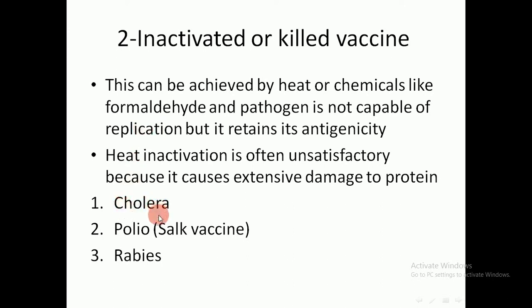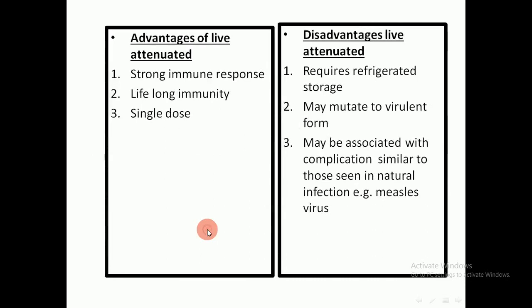Examples are cholera, the polio Salk vaccine, and rabies. And here, the polio Salk vaccine, which is killed, can be given to patients with immune suppression because the virus is killed and does not induce infection.